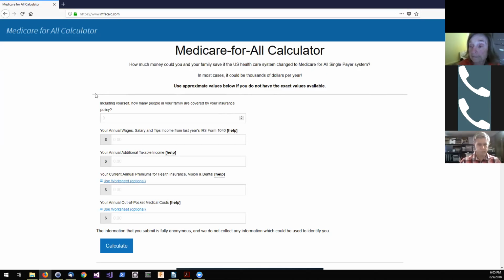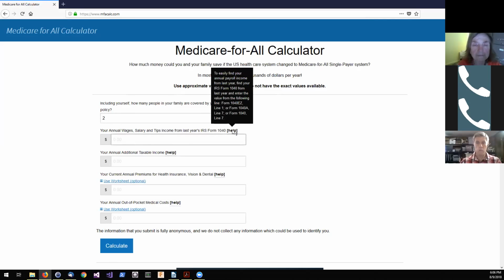Let me put in some figures real quick to show you just how it is. The first question is, including yourself, how many people in your family are covered by your insurance policy? Let's say you have 2 people in your family. Then you fill out the next field, that is your annual wages, salaries, and tips income from last year's IRS 1040. You can click on this help link, and it will tell you where on the 1040 to look it up, depending on which form 1040 you filed.